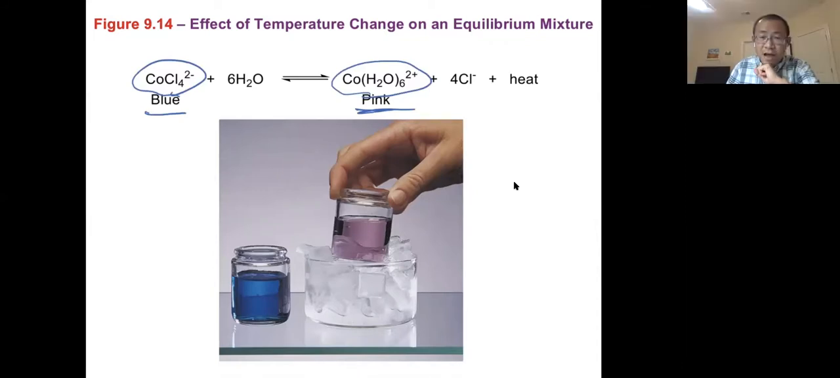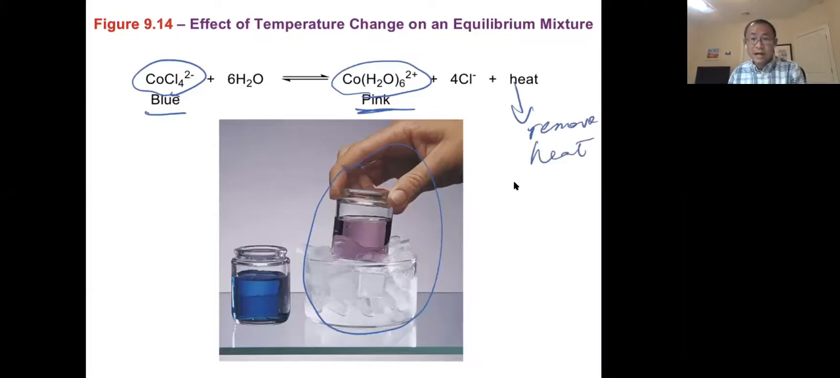Now, if I remove heat by placing this in ice, what does that mean? Decreased temperature. Decreased temperature means remove heat. If I remove heat, what happens? The equilibrium shifts to the right. Shift to the right, the solution will become what? Pink. Why? Because this species is pink. That's what you have to see here in the picture. Do you guys see that?